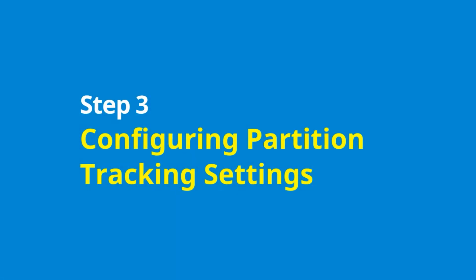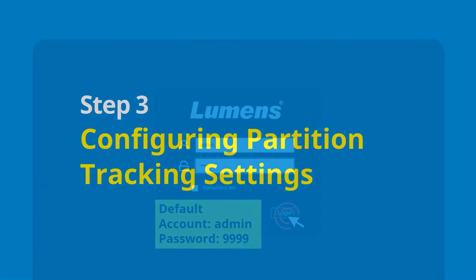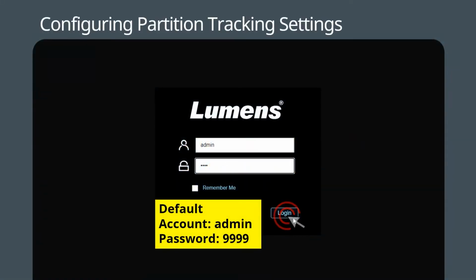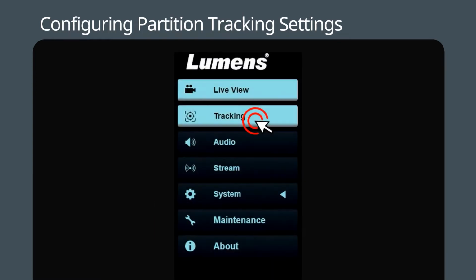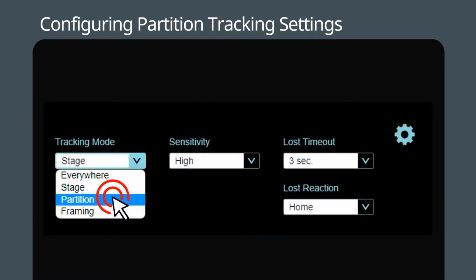Step 3. Configuring partition tracking settings. First, log into the camera web's interface. Next, click the Tracking tab to configure the tracking. Select the partition from tracking mode and click the gear icon for advanced settings.